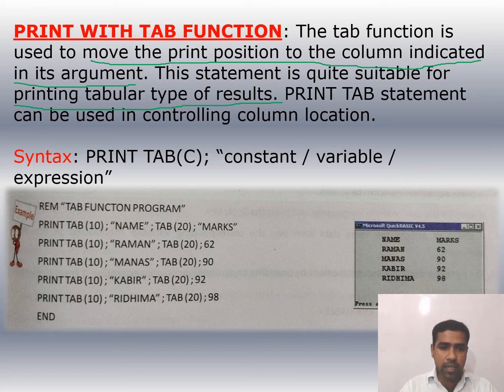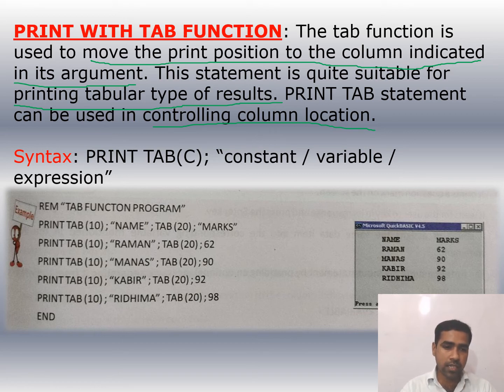The print tab statement can be used in controlling column location. So this is used to control the column location. This print with the tab function is used to print the tabular type of result. Usually we will use this tab function for a tabular type of result. So when you want a tabular type of result, at that time we can use the print with tab function in a QBasic program. So what is the syntax, children?